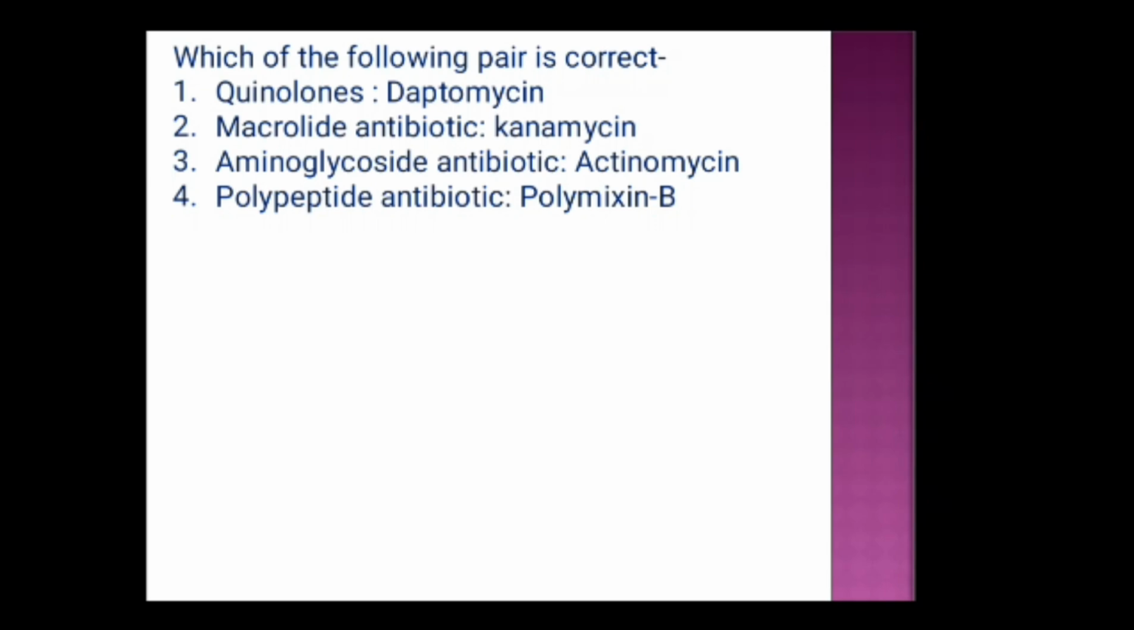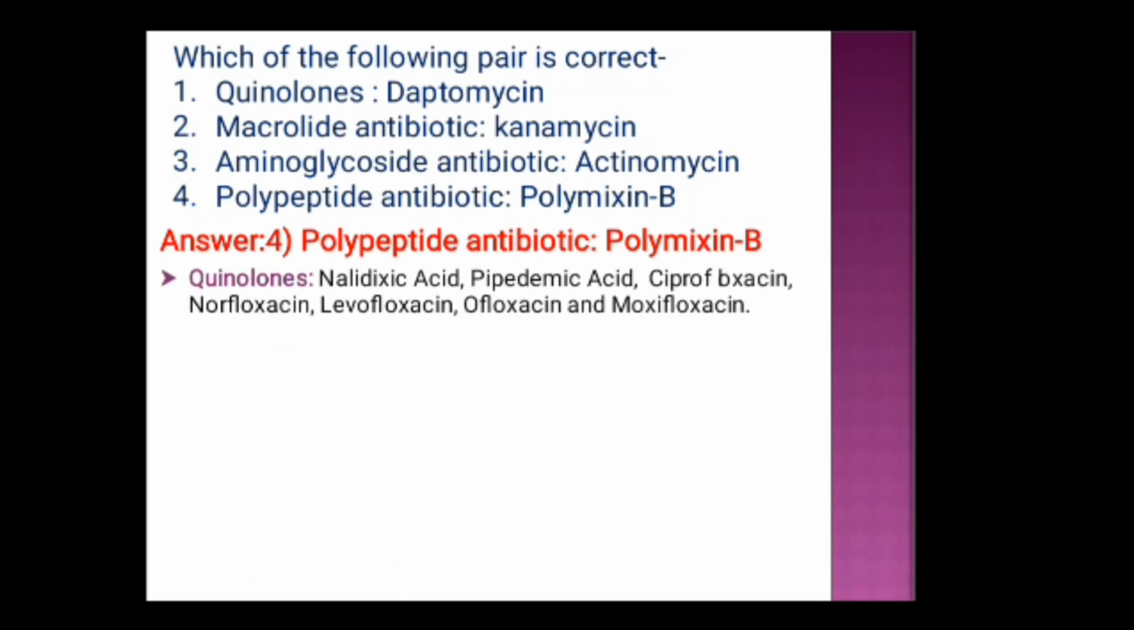Now, there are various classes of antibiotics based on their chemical structures. Here, 4 different classes of antibiotics are mentioned, and on the other side, their examples are present, and you have to choose the correct option. Here, the correct option is option 4, that is polypeptide antibiotic is polymyxin B.